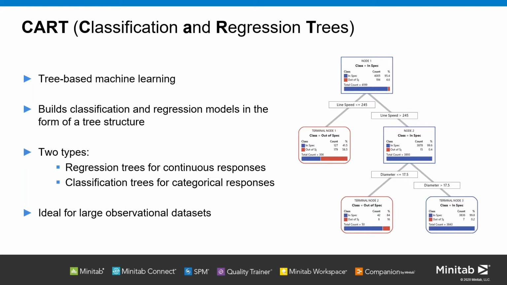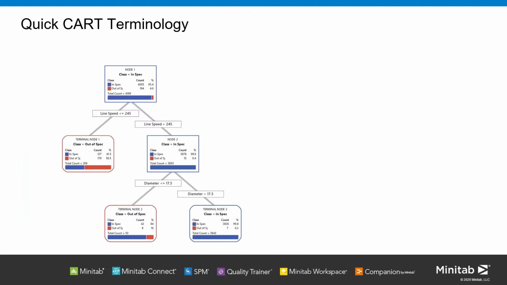This type of model is really ideal for large observational data sets. This is a non-parametric method that offers automatic variable selection, and the results are really easy to interpret. Okay, and with that, I want to share with you some quick CART terminology that is going to be relevant to today's tips presentation. So quickly, just an overview of some CART terminology.